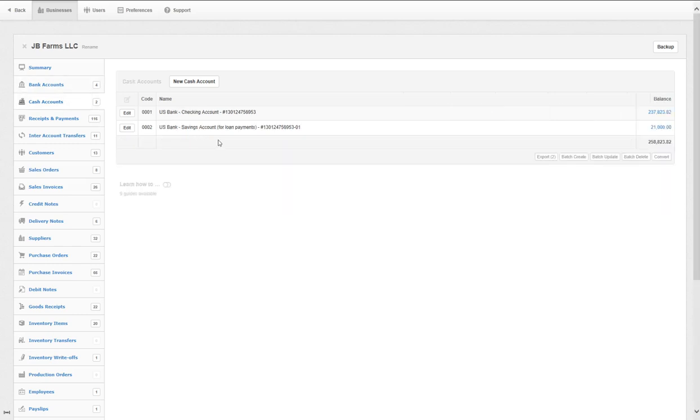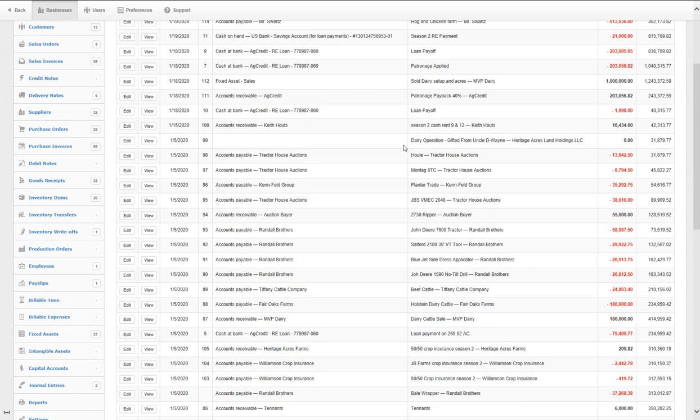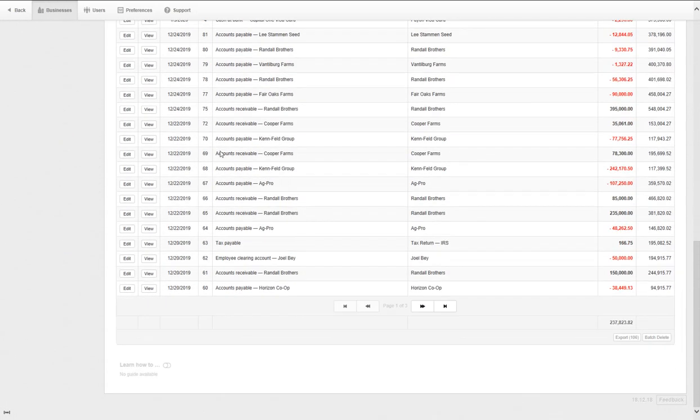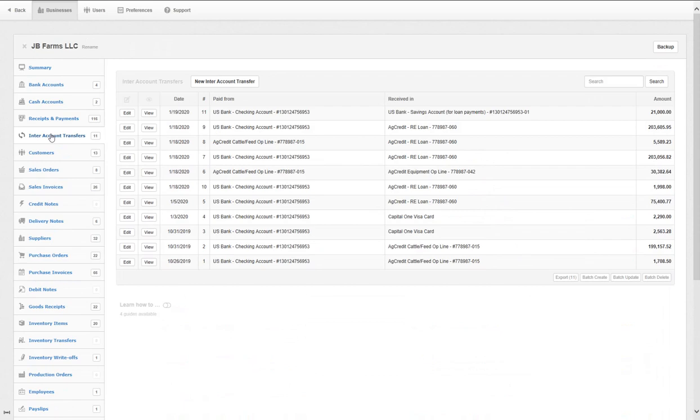Then the next categories are cash accounts. We've got a checking and a savings account, and we can go through this and you can see everything you've done in there. I've been keeping track for quite a while. I've got 3 pages of transactions. But we've also got a tab called inter-account transfers.